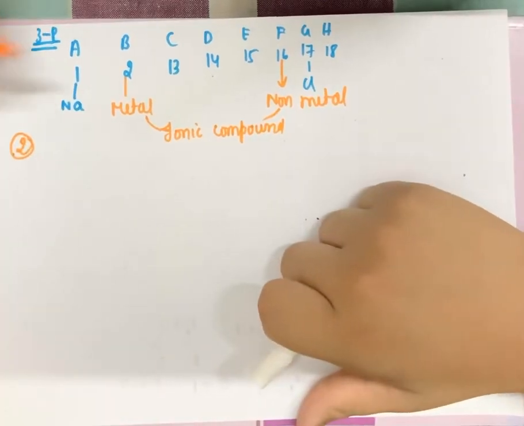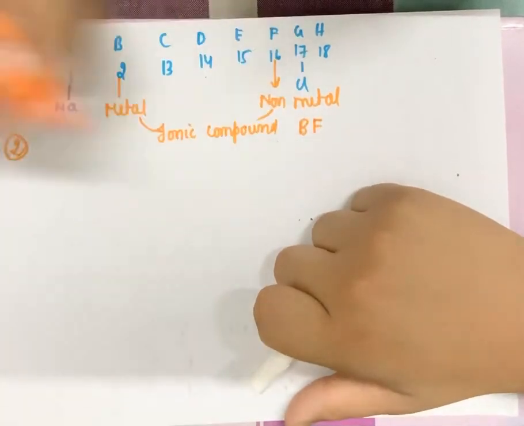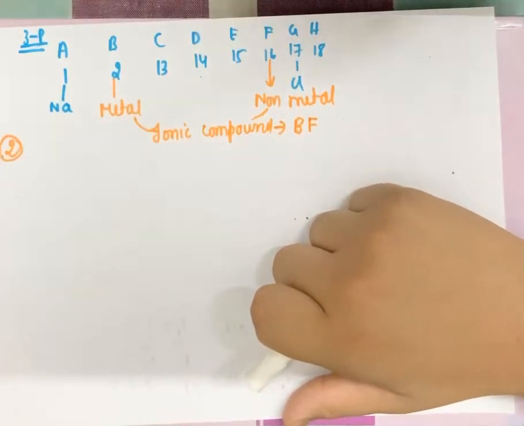Okay, the compound will be what? BF. BF is the ionic compound. Fine.